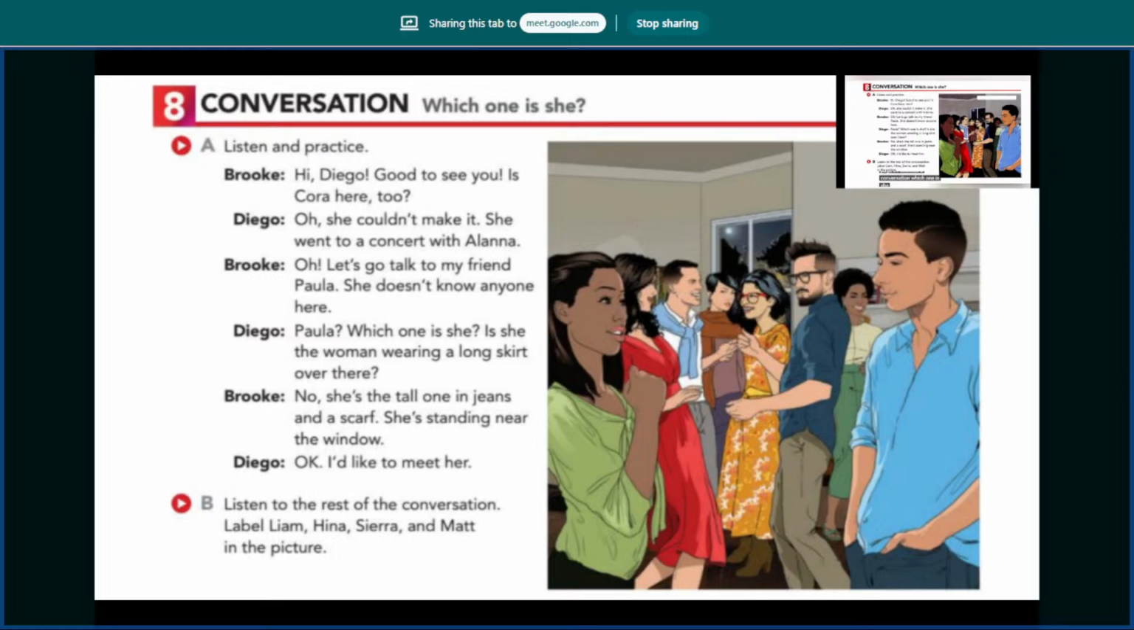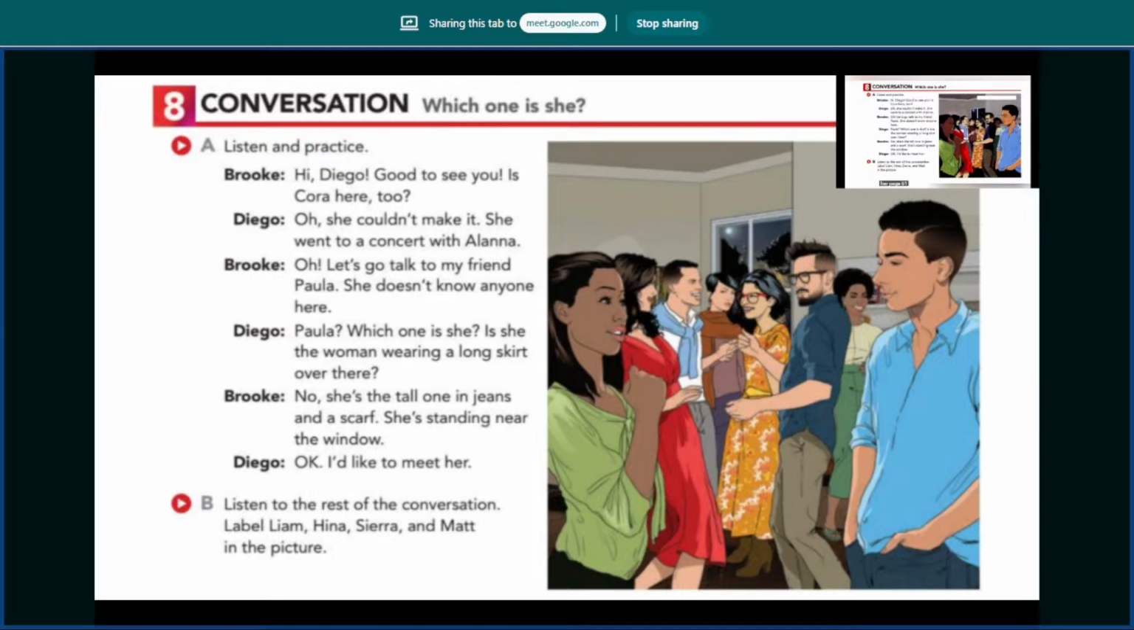Conversation. Which one is she? Part A. Listen and practice. Hi, Diego. Good to see you. Is Cora here too? Oh, she couldn't make it. She went to a concert with Alana. Oh, let's go talk to my friend Paula. She doesn't know anyone here. Paula? Which one is she? Is she the woman wearing a long skirt over there? No, she's the tall one in jeans and a scarf. She's standing near the window. Okay, I'd like to meet her.